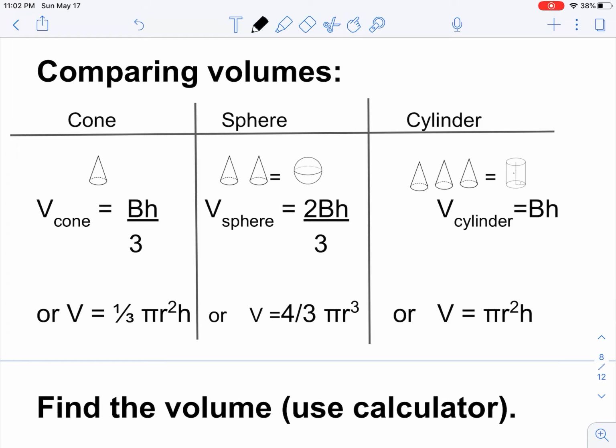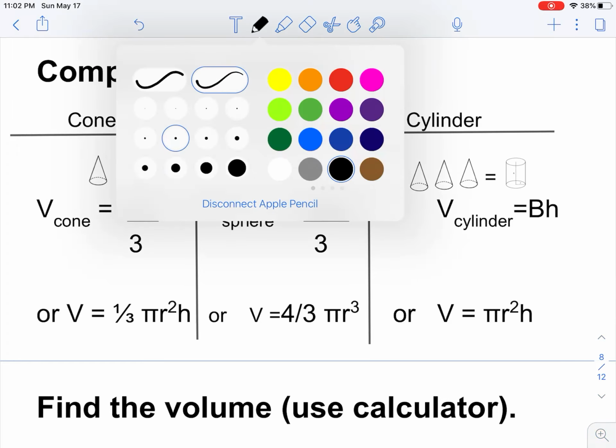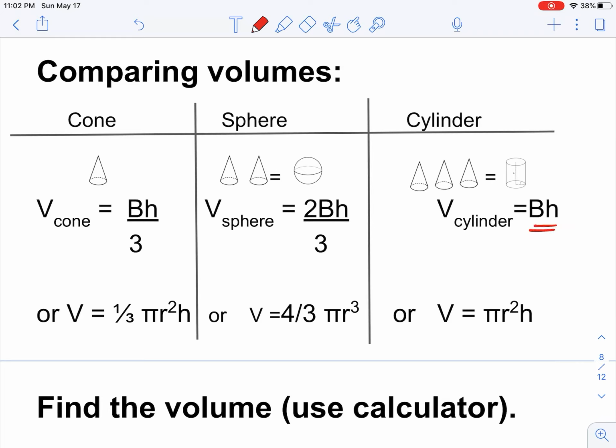Okay, so here are your formulas then. We have over here our cylinder is BH. We know a cone is BH divided by 3. So a sphere is just going to be 2 of those. Instead of 1/3 BH, this is going to be 2/3 BH. So it's 2/3 the size of a cylinder. The official formulas are down below where they're substituting in that base shape.